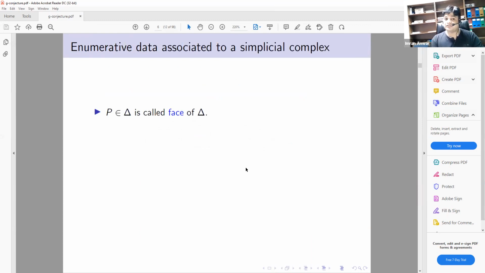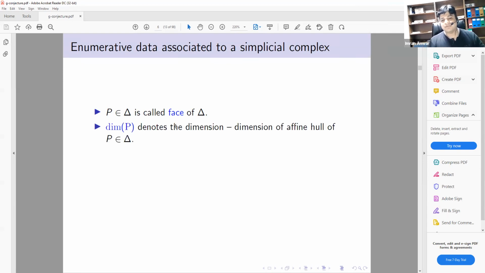Now, in order to study the geometric simplicial complex, just like in any other branch of mathematics, we associate some measures, some enumerative data to it. Regarding a member of delta, just like in vector spaces, when we say that V is a vector space, any member of the vector space we call a vector. Similarly, in a simplicial complex, any member of the simplicial complex we call a face. So a face is just a member of delta.